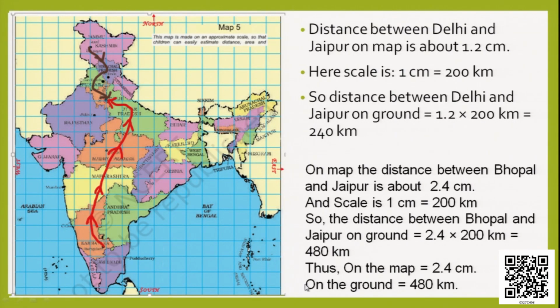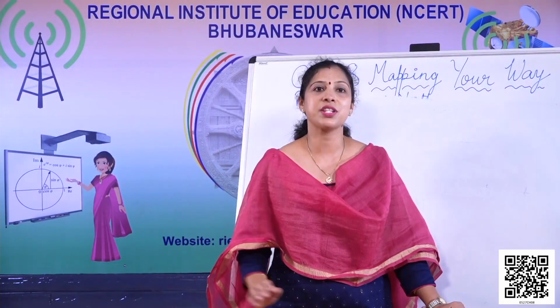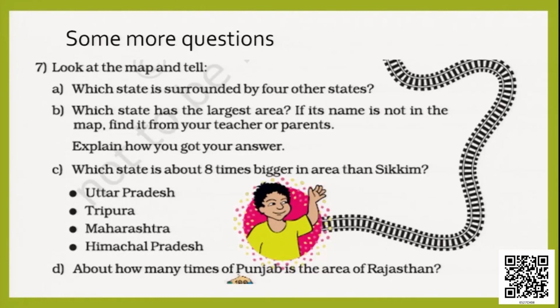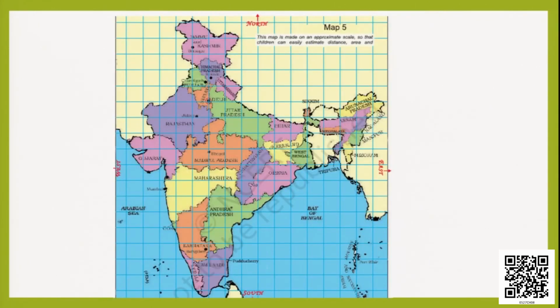Now you can see here, though Madhya Pradesh is also surrounded by so many states, it is not exactly 4 states. So let's see which state is surrounded by 4 states. Just go through the map and it is so easy. Himachal Pradesh is surrounded by 4 other states. See here, Himachal Pradesh is here and it is surrounded by 4 other states. Simple, just see the map, find out yourself.